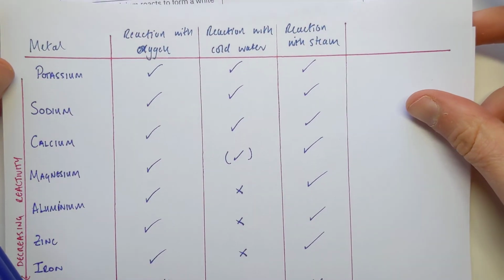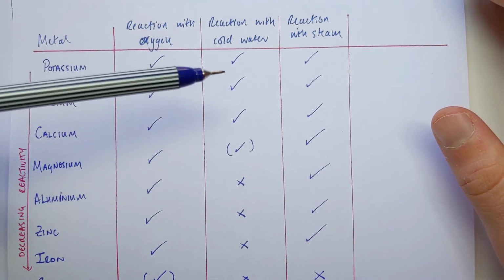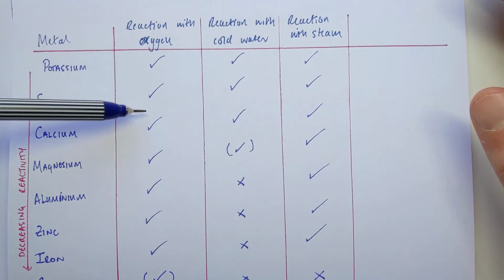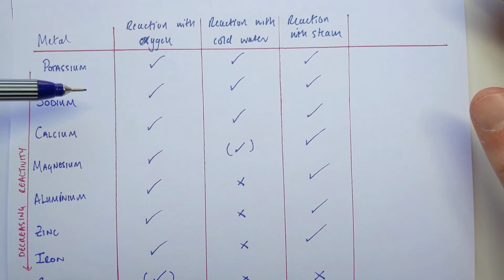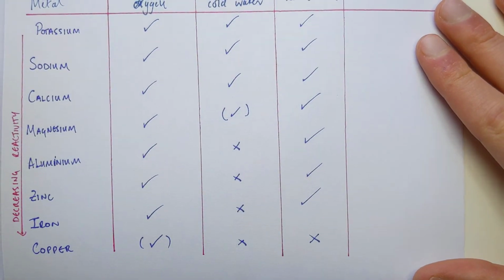So putting this all together, go back in the summary here. We've now got plenty of information to try and work out an order of reactivity. We've got information from reactions with oxygen, cold water and steam. And the consistent thing we see is that potassium and sodium tend to be very reactive, with potassium being most reactive, all the way down to copper being by far the least reactive metal of the set.